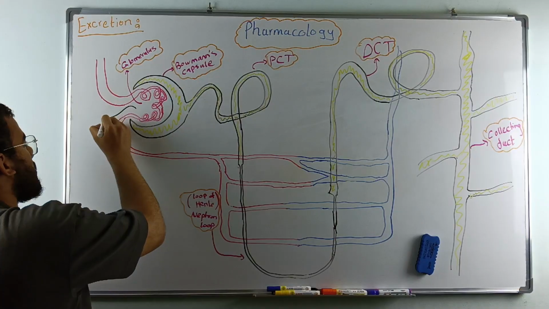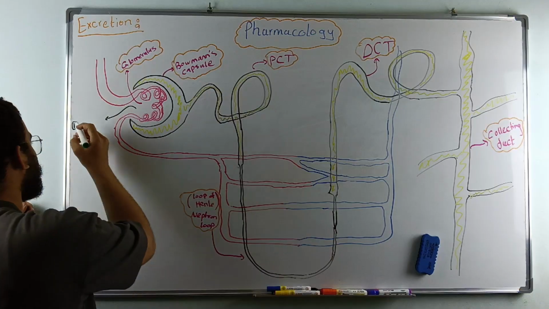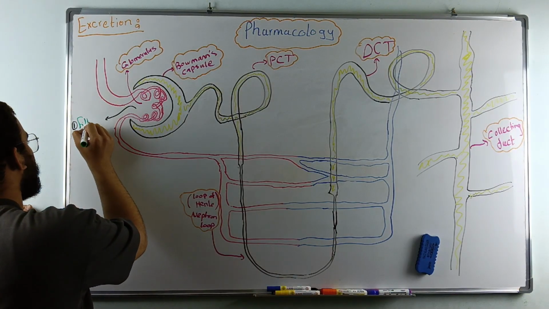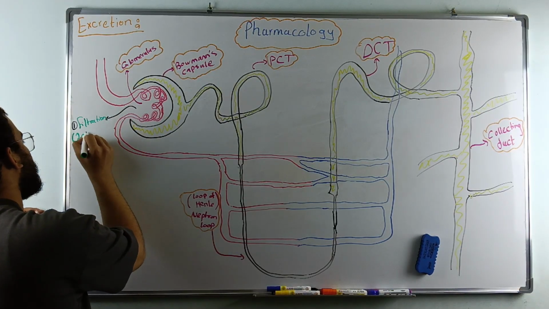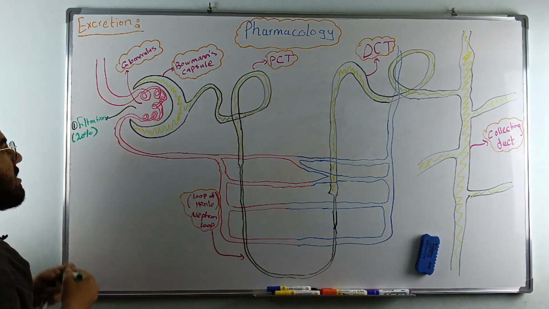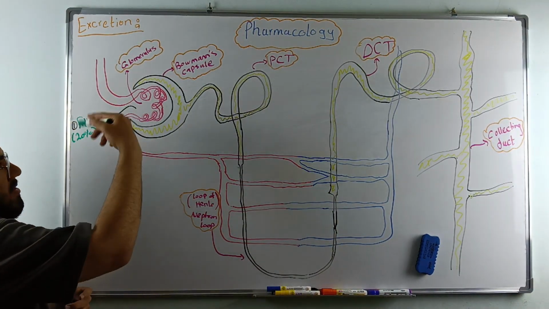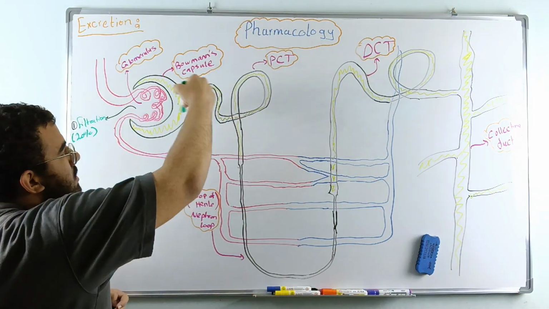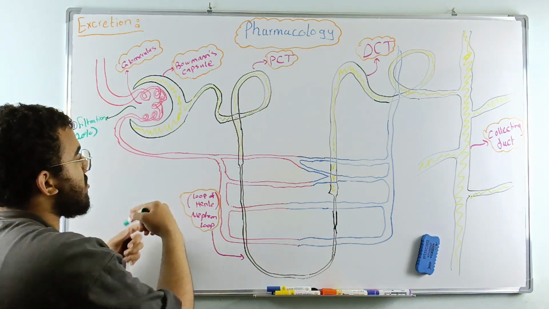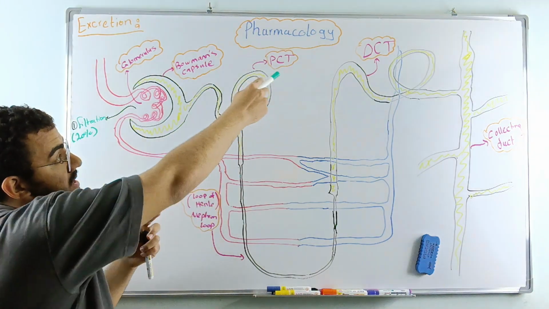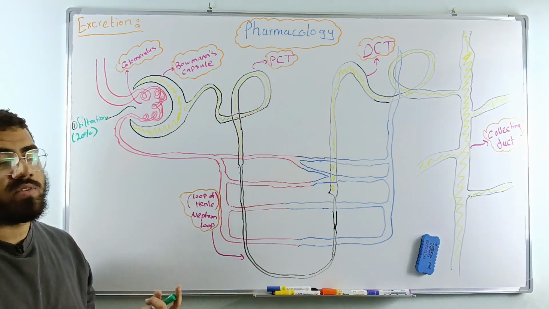What happens here is filtration. Actually, inside Bowman's capsule, about 20% of the blood plasma gets filtrated. All right, so 20% of the blood gets filtrated inside Bowman's capsule to get into this tubule inside the kidney. So then it goes through a structure abbreviated PCT, and PCT is an abbreviation for proximal convoluted tubule.